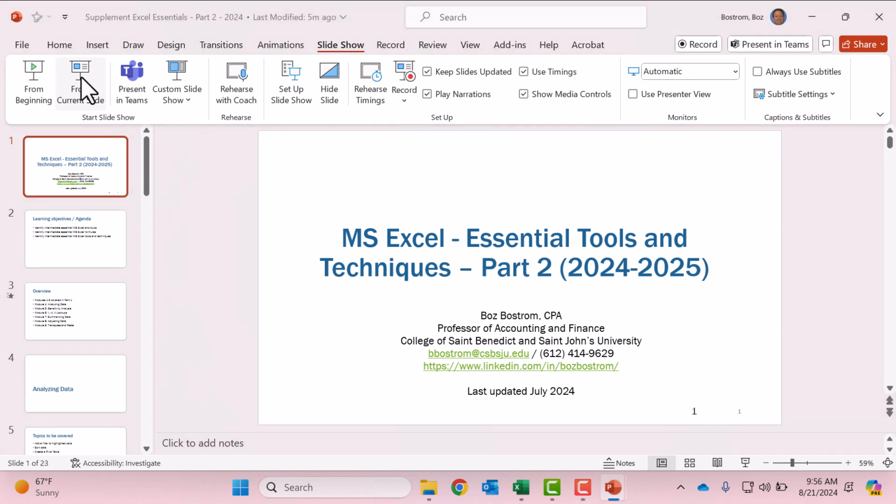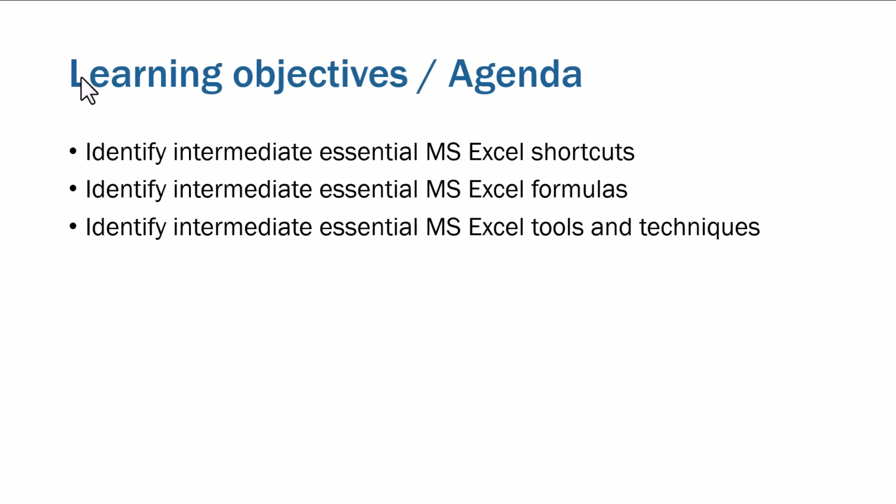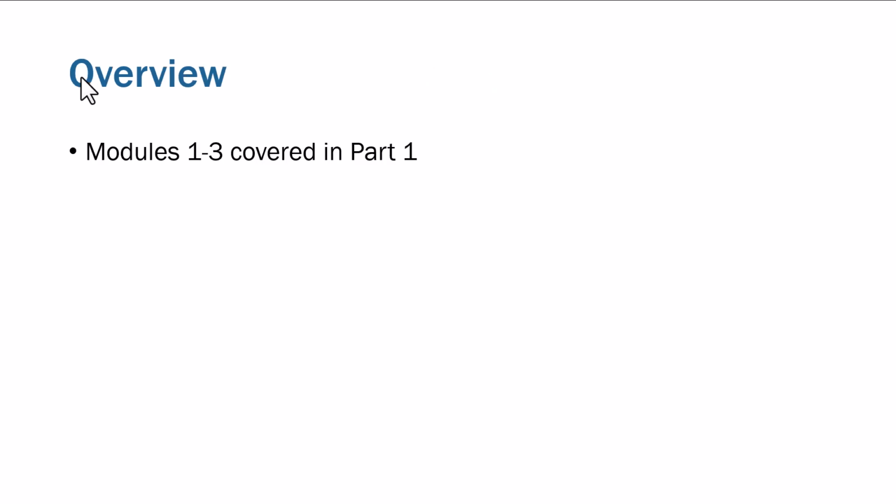Some of you may have checked out the first video, but regardless, we'll jump into this one. So we're going to be looking at more intermediate essential Excel shortcuts, formulas, tools, and techniques throughout this video. You're going to have an Excel file, so make sure to grab the one that was provided to you. And in that Excel file, I'll pull it up in a minute, you're going to see that modules 1 through 3 were covered in my part 1 video, so they're not going to be covered today. Those are more the essential type of items.